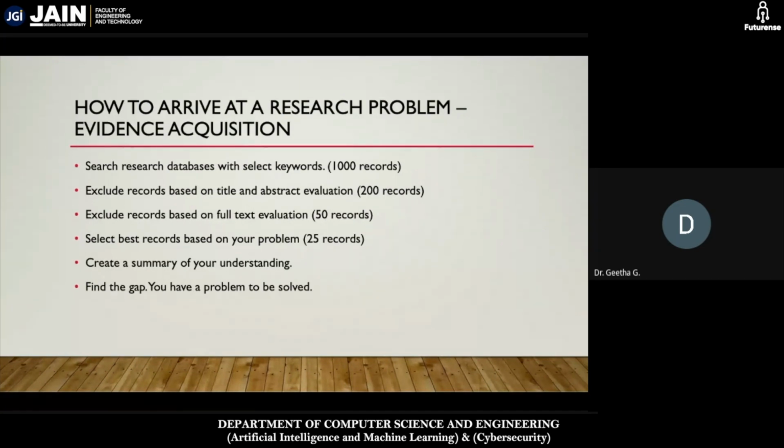Assume you're just typing a keyword, classification. Just the word classification in Google Scholar will give you 5,20,000 or even more papers listed. So more than 5 lakh papers will be listed. So you have to select the keywords in such a way that you get a small number of records.